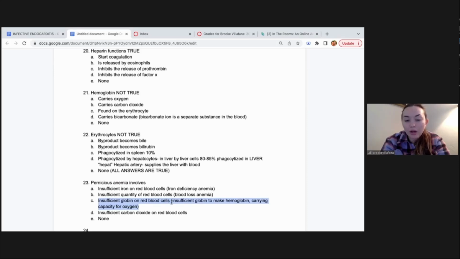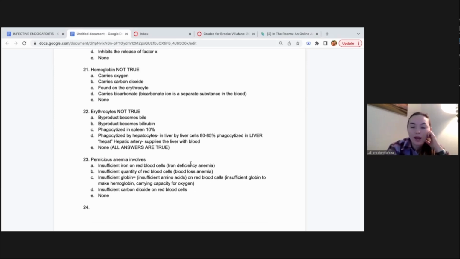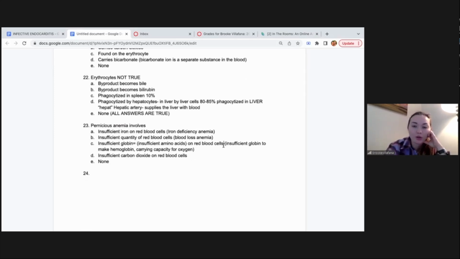Insufficient globin on the red blood cells to make hemoglobin, okay? I didn't need to write out "to make hemoglobin"; insufficient globin would be correct. Another way you could see this on the test is insufficient amino acids, which would also be correct, okay? So just know that insufficient globin or insufficient amino acids, both of those would be correct definitions of pernicious anemia.